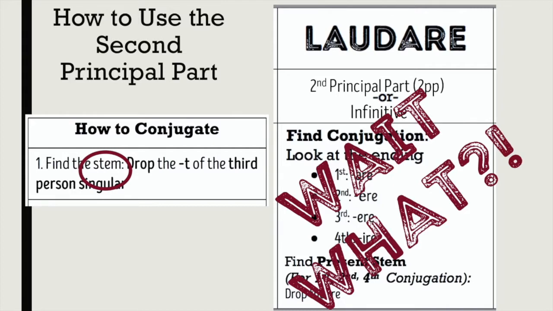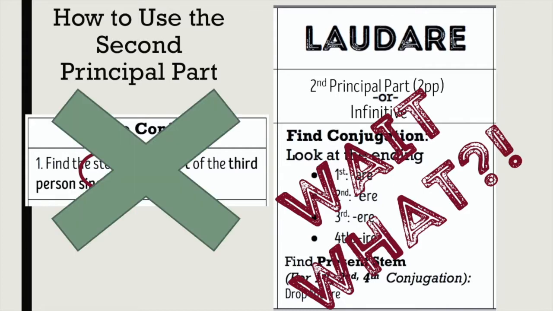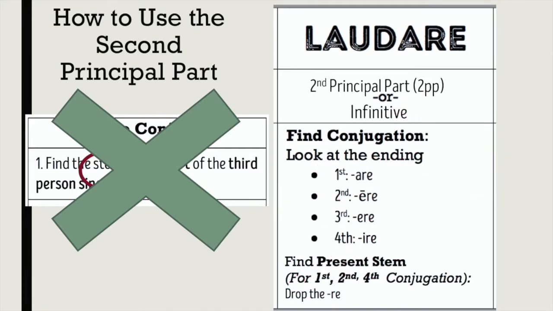You know what? That's not how you find the stem anymore, because now you're big kids, so you've got to find the big kid way of doing it. So that's no longer our way. Instead, again, you're going to drop the RE off that second principal part for first, second, and fourth conjugations.